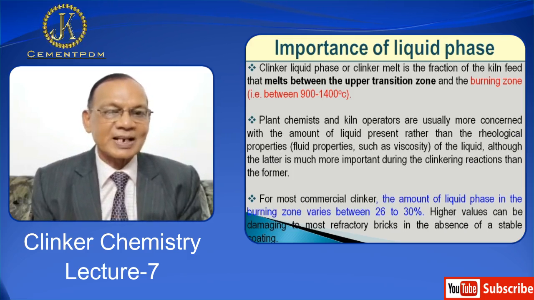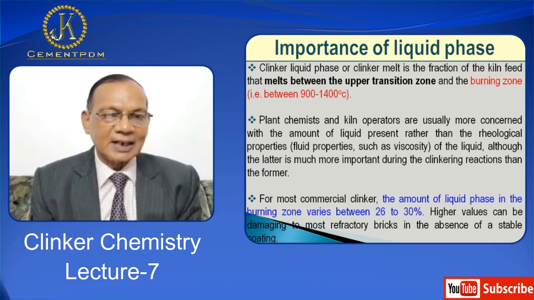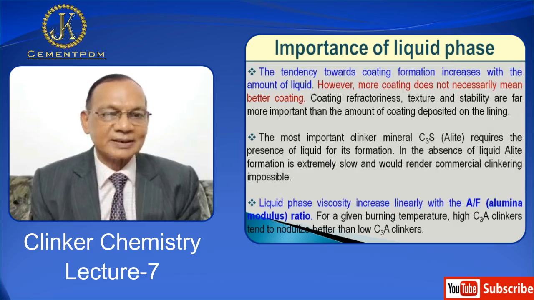For most commercial clinker, the amount of liquid phase in the burning zone varies between 26 to 30%. Higher values can be damaging to most refractory bricks in the absence of a stable coating. The tendency towards coating formation increases with the amount of liquid. However, more coating does not necessarily mean better coating. Coating refractoriness, texture, and stability are far more important than the amount of coating deposited on the lining.